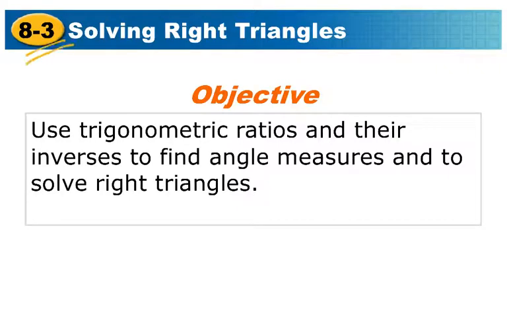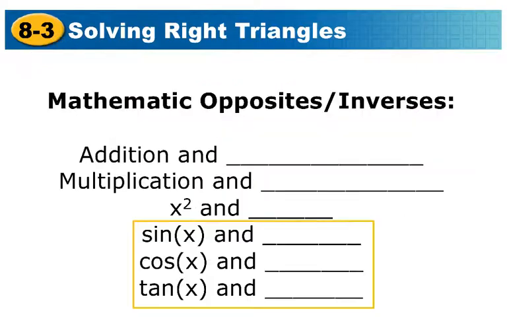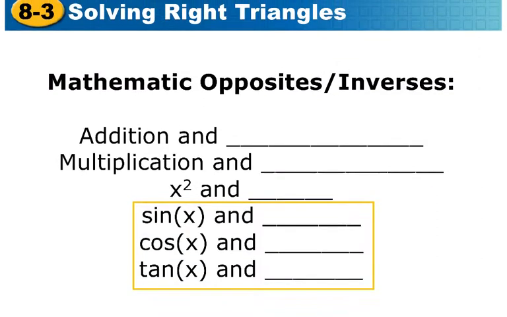Alright, so here we are with the 8-3 notes on solving right triangles. We're going to use trig ratios and their inverses to find angle measures and to solve right triangles. First, we're going to talk a little bit about some inverses and opposites.